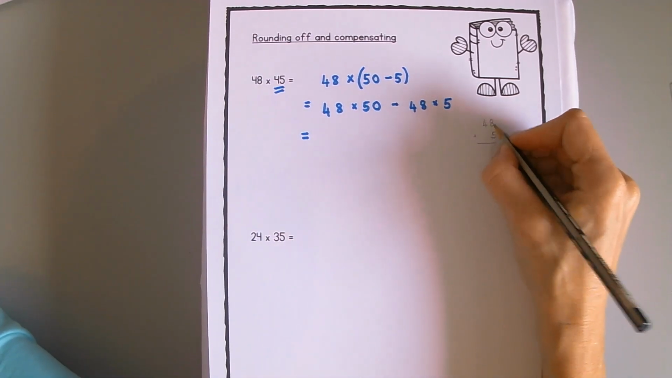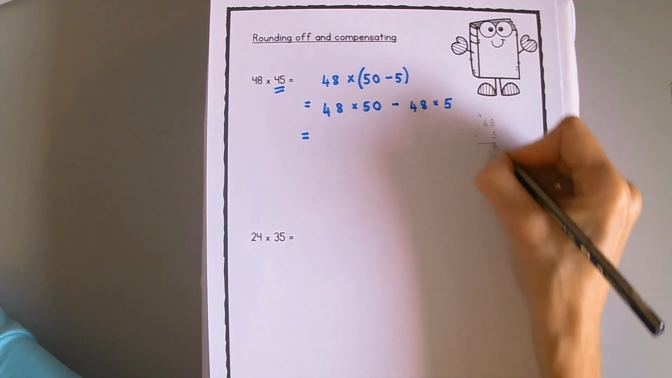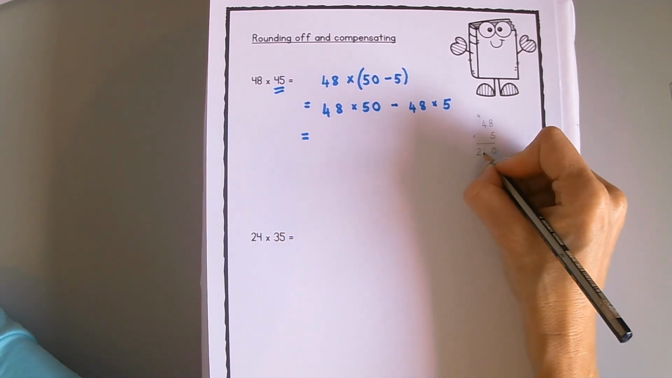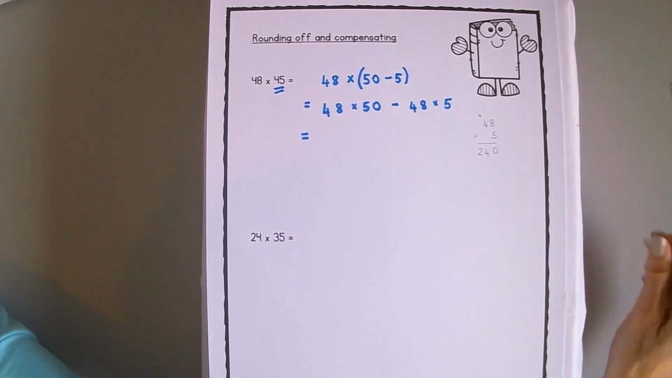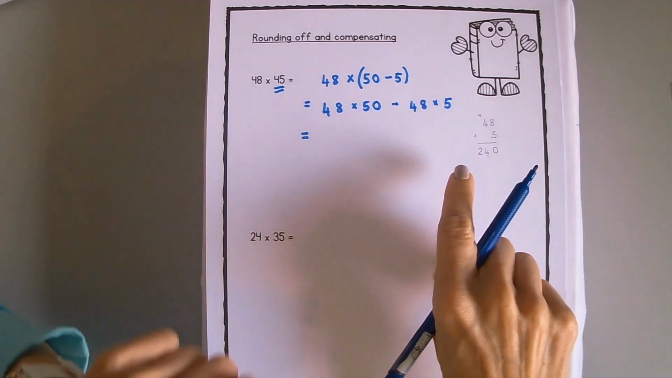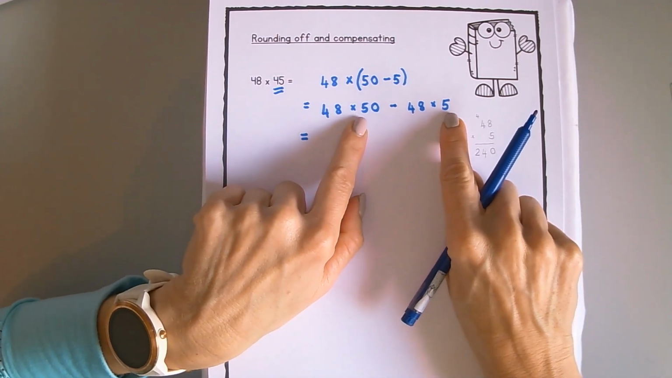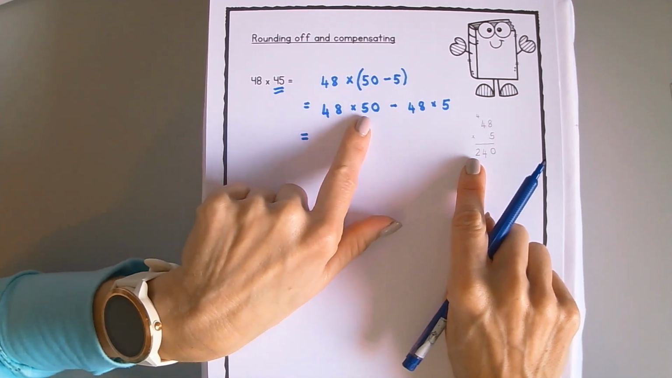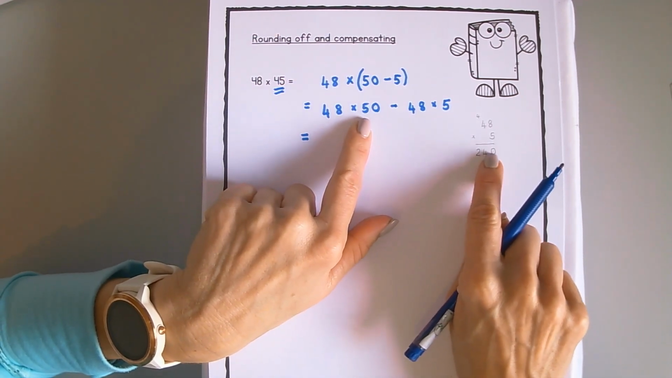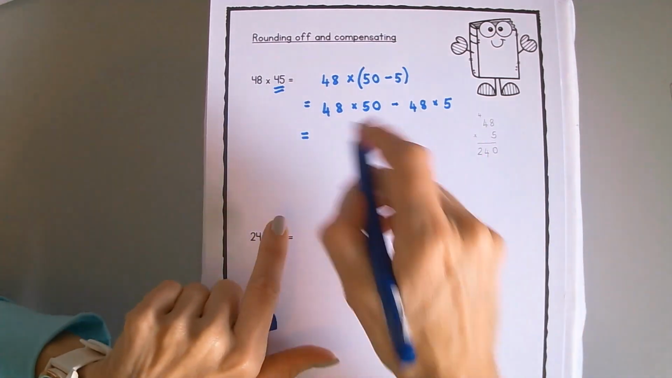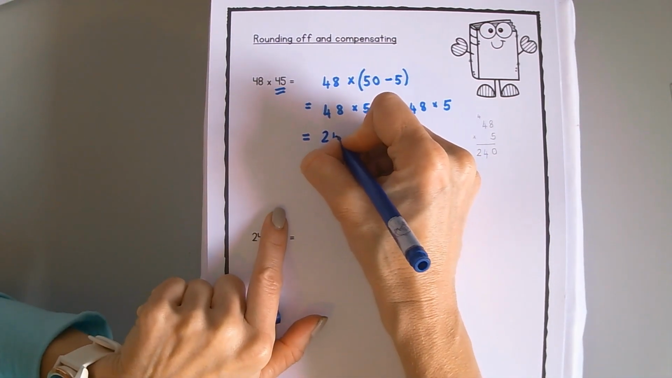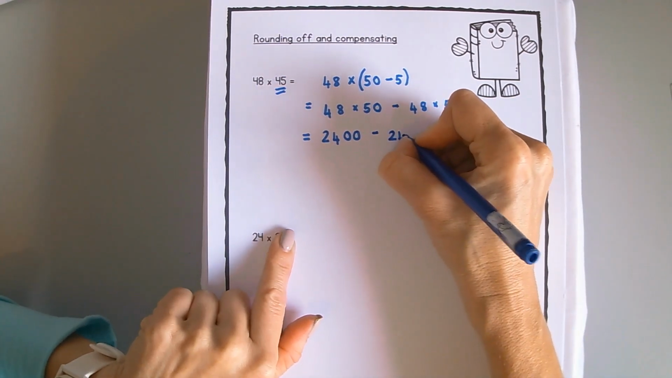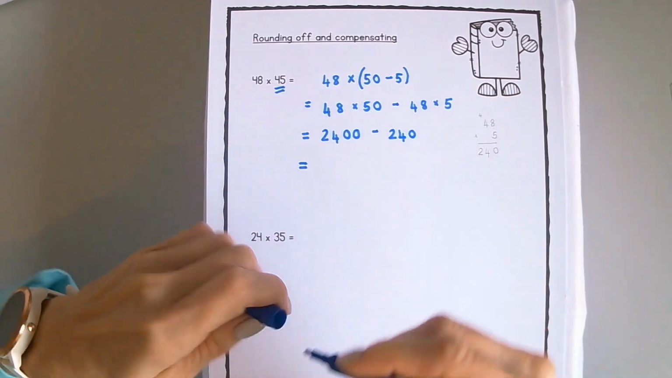Okay, so 5 times 8 is 40. 5 times 4 is 20, plus 4 is 24, and so your answer is 240. Now we're very lucky here because we've got a 50 and a 5, so we can use this number twice. I'll show you what I mean. 48 times 50 is taking this number and giving it a 0. So this is going to be 2,400, and you're going to minus 240 from that, and you're going to get your final answer.